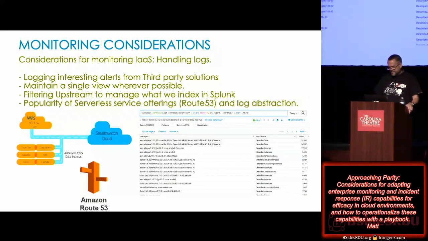Logging events is sort of a talk unto itself. Where's Blaine? Is he here? There he is.